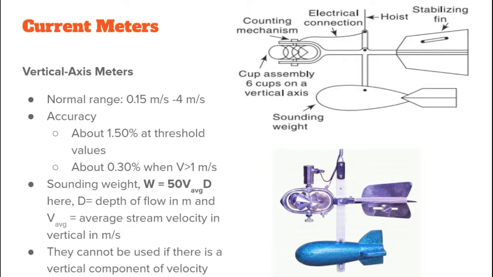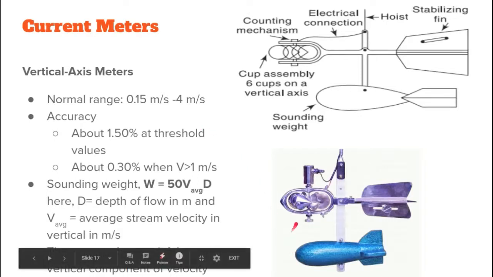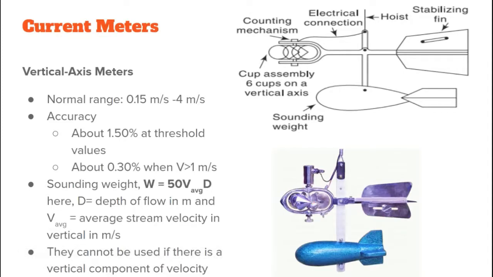Vertical axis current meter. It consists of a series of conical cups mounted around a vertical axis. These cups rotate in a horizontal plane. Measured velocity is proportional to the number of revolutions of the cup assembly. Normal range of these meters is 0.15 to 4 meters per second, and accuracy of the measurement is about 1.5% at threshold values, and improves to 0.3% when the velocity is greater than 1 meter per second. Here, threshold value is the velocity at which sediments just start to move.